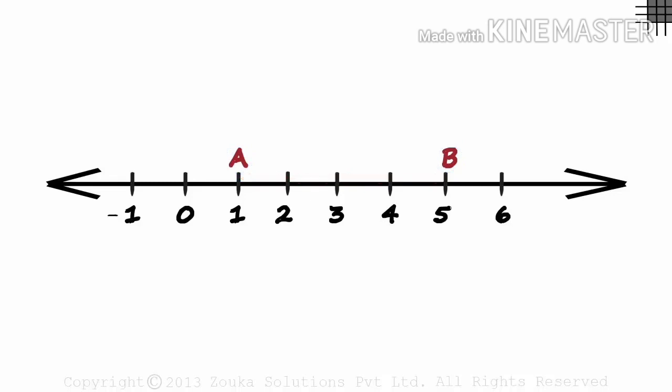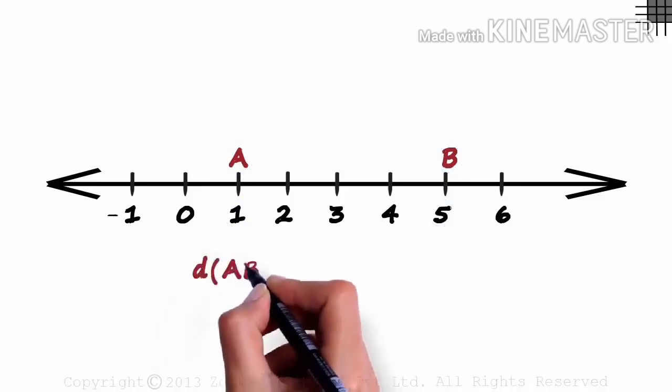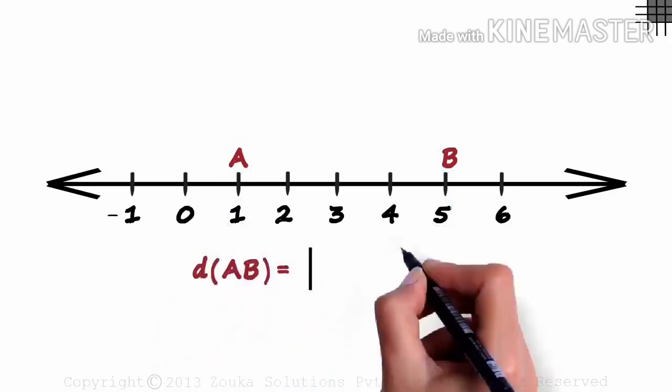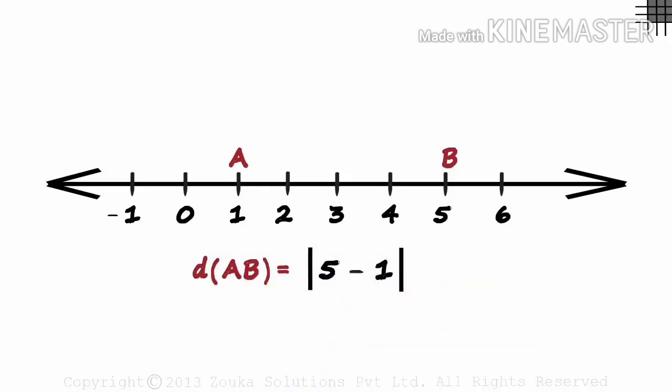But this method is tedious if there are many units in between, which tells us that we have to look for an easier way to find the distance. How do we find the distance between points A and B here? Look at the numbers under points A and B. It's 1 and 5. The distance between points A and B equals |5 - 1|, which equals 4. There are a few things we learnt here.